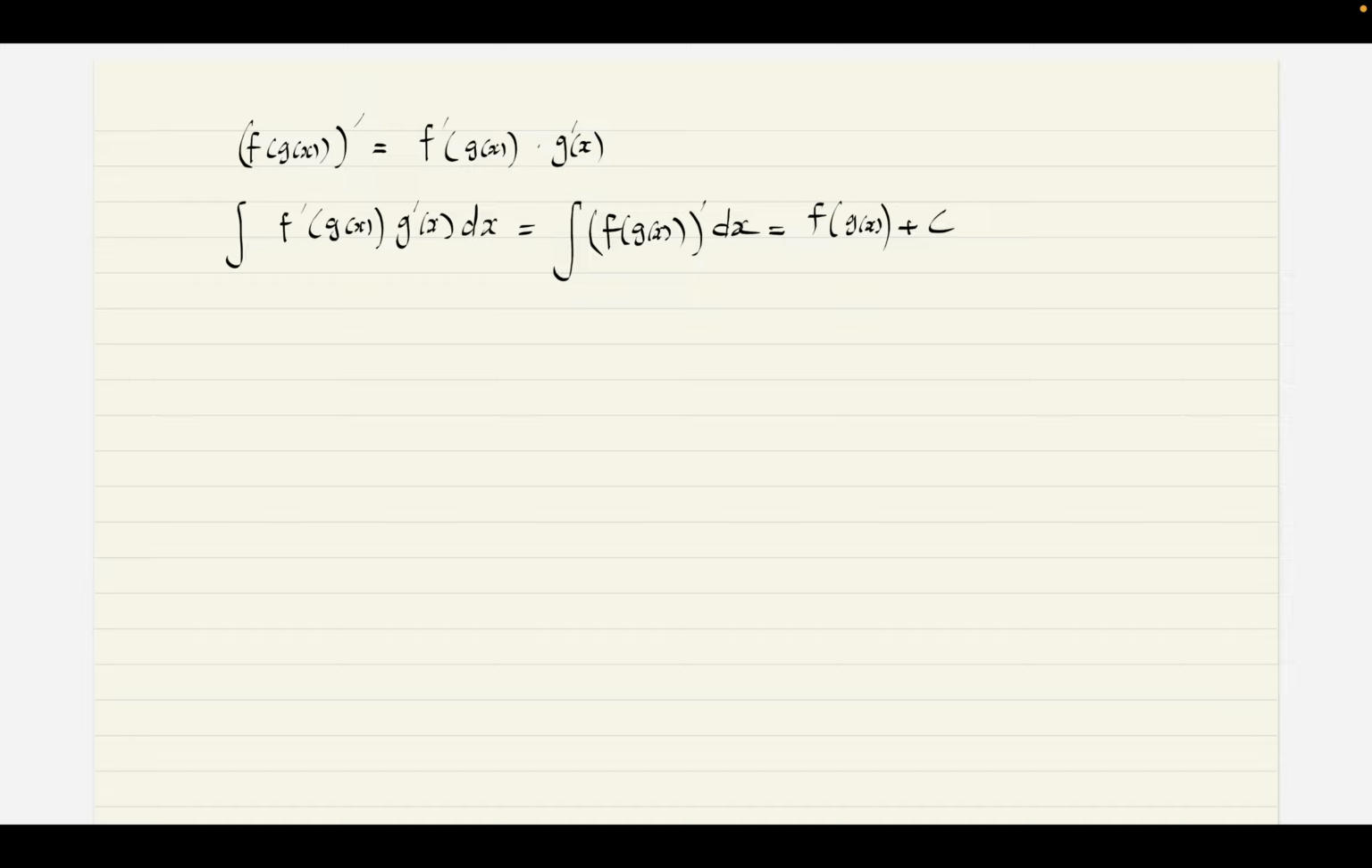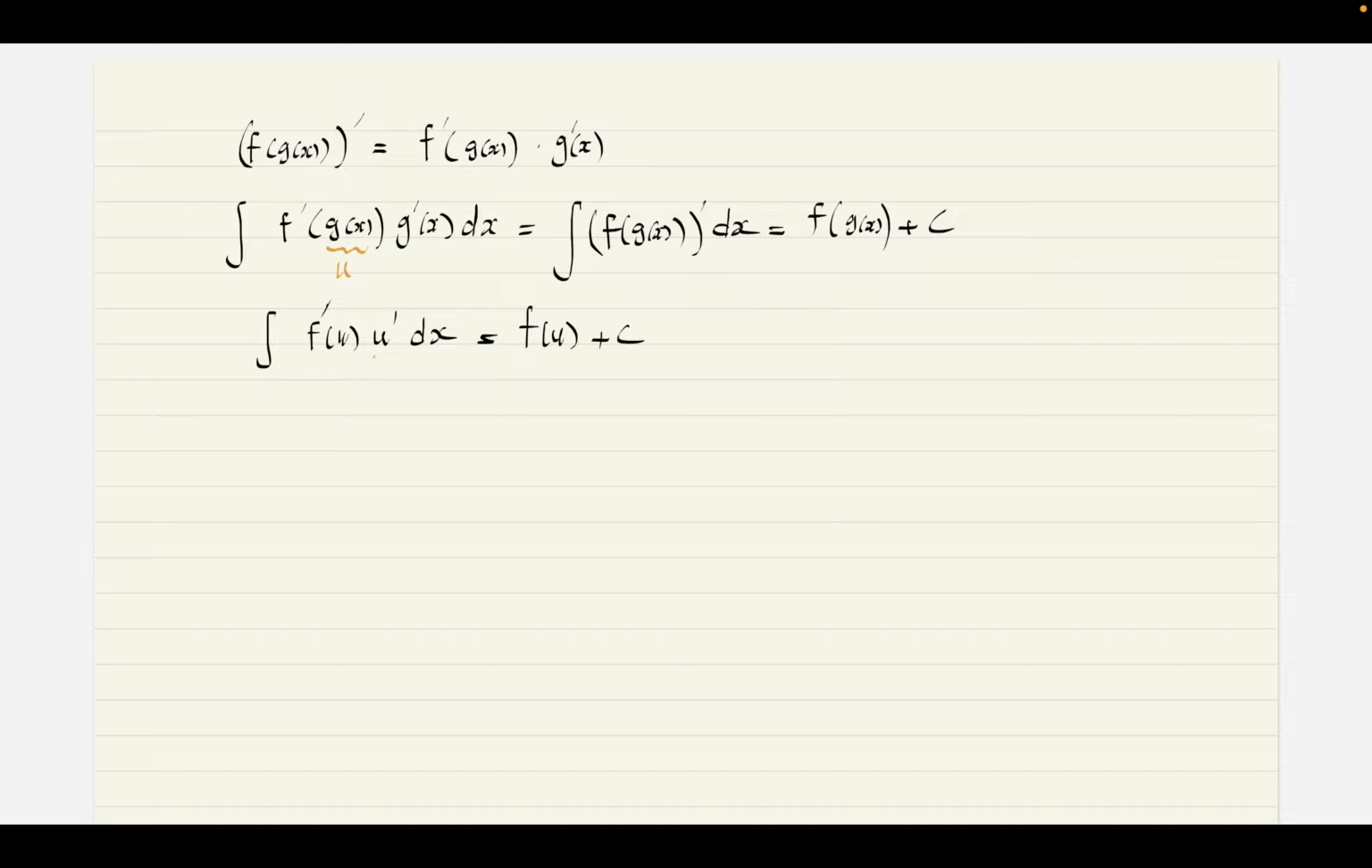Usually it is easier to denote g by u, and that's the reason we call it a u substitution. So instead of g, I put u, and then g prime becomes u prime. The left hand side will be the integral of f prime of u times u prime dx, and on the right hand side I will have f of u plus c.